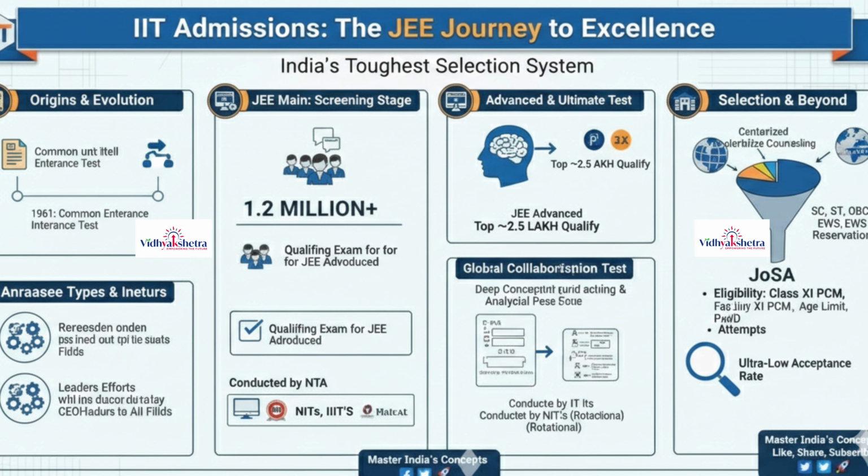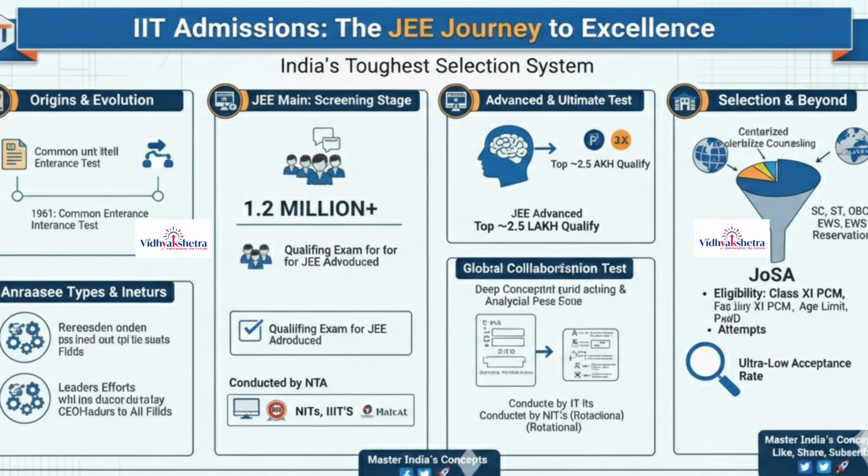In recent years, IITs have also expanded admission pathways beyond JEE for certain programs. For example, foreign nationals may apply through separate channels such as SAT scores. Additionally, Olympiad medalists and exceptionally talented students in science competitions may receive direct admission in some cases. These alternative pathways aim to recognize diverse forms of academic excellence.